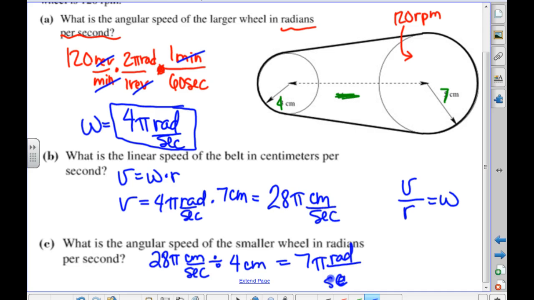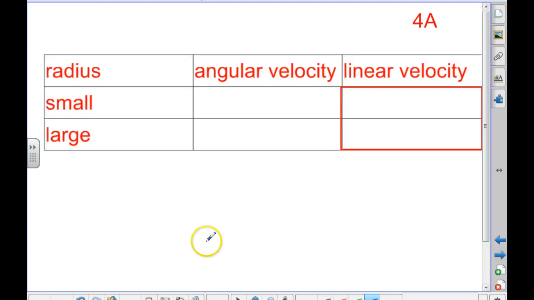When we do these questions next semester, which is the first time you will see this on a test or quiz, I will likely give you a little chart like this. The radius of the small one was 4 centimeters and the large one was 7 centimeters, and when you multiply that by the angular velocity, you get the linear velocity. This one was turning 120 RPM, so times 2 pi.